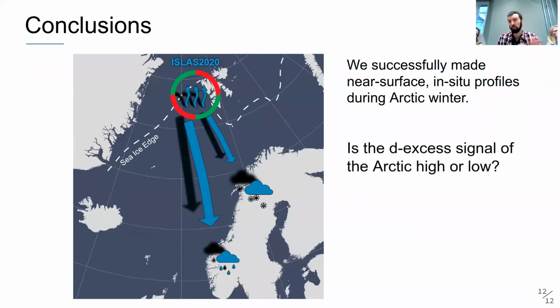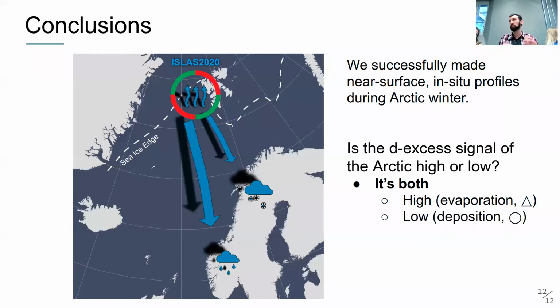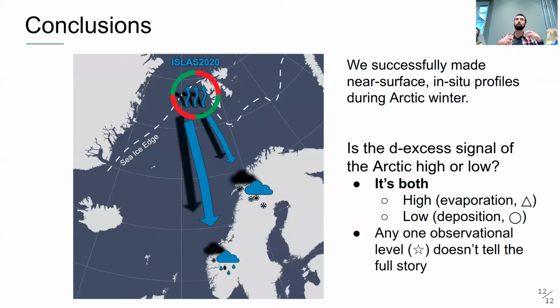And then to address the question of whether the Arctic is a source of high or low d-excess, I would argue that it's a false dichotomy, and it is actually both, because you have these processes going on that both generate a high d-excess signal during evaporation, but then you also get this freeze drying that is really lowering the d-excess in the saturated conditions. So ultimately, if you take observations at any one level or any one point source, it doesn't tell the full story. So we really need to investigate these processes and the vertical structure of these processes.